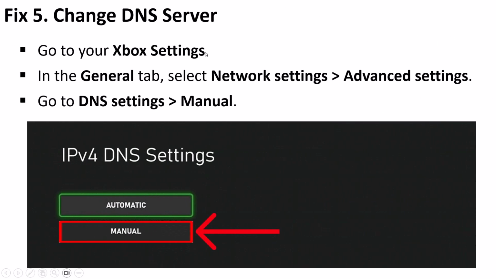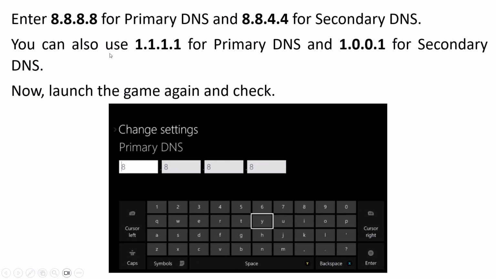Fix 5 is to change a DNS server. So go to your Xbox settings, in the general tab select network settings, advanced settings, go to DNS settings manual. Now in the primary DNS enter 8.8.8.8 and in secondary DNS enter 8.8.4.4 and then save it and then launch the game and check if your problem is solved or not.